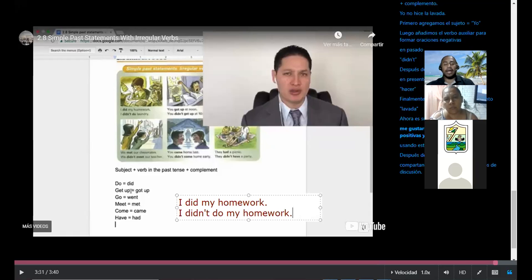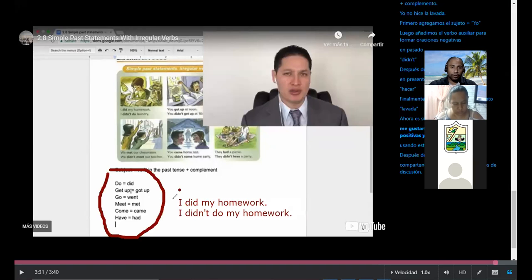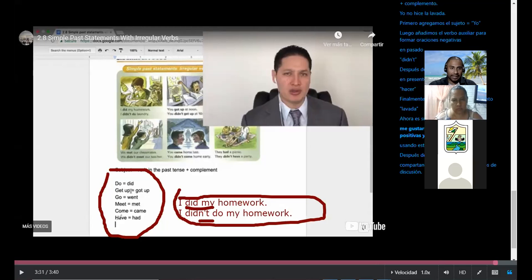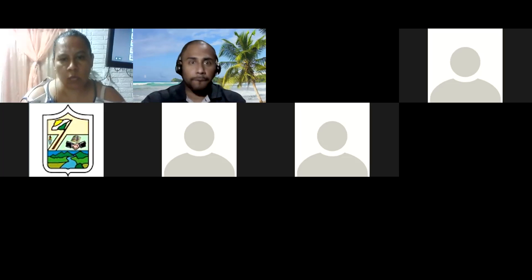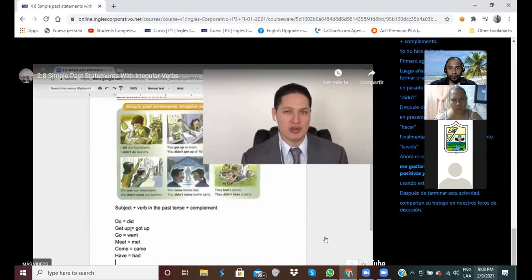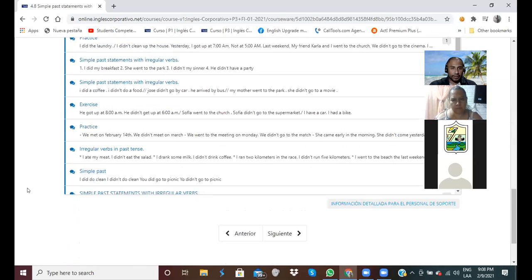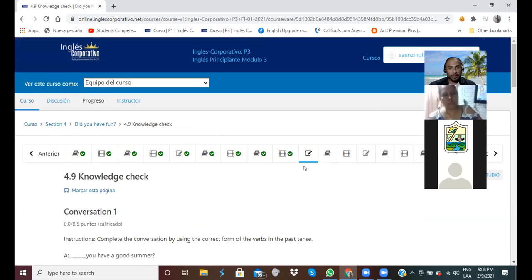All right. So me iban a dar una oración negativa y una positiva utilizando por lo menos tres verbos de acá. O sea, dos oraciones de cada verbo. Una positiva y una negativa. Pero usted iba a elegir tres de estos verbos. Esa era la tarea. Any more questions? Do you have another question? No question. Okay. So, esa fue la actividad de ayer. Today, I would like for us to continue. Y las va a poner acá en la discussion forum. Son seis oraciones, tres positivas, tres negativas.